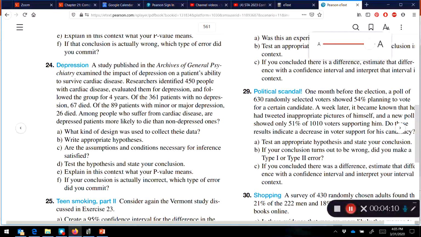What kind of design was used to collect the data? Well, first of all, we identified these 450 people, divided them into the categories, and followed them forward in time. If I'm following them forward in time, that is a prospective study. Okay, going forward in time is a prospective study. All right, so now our hypotheses.